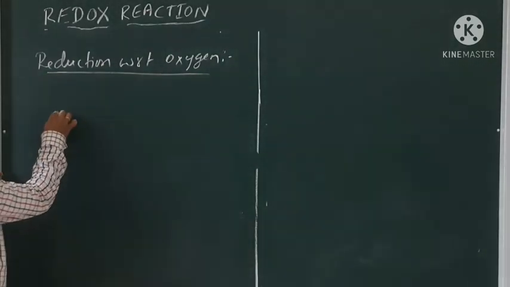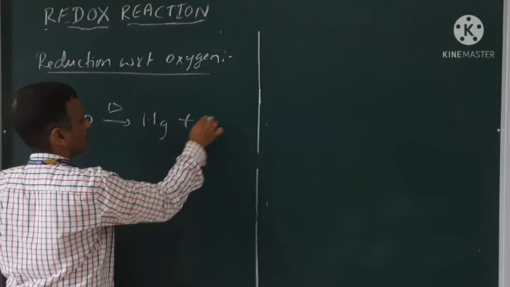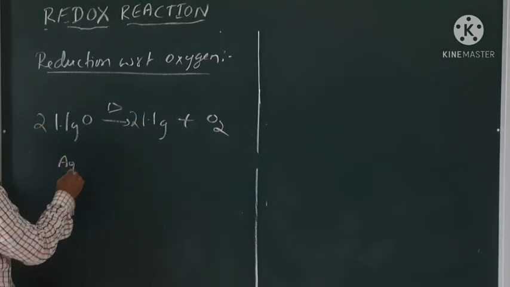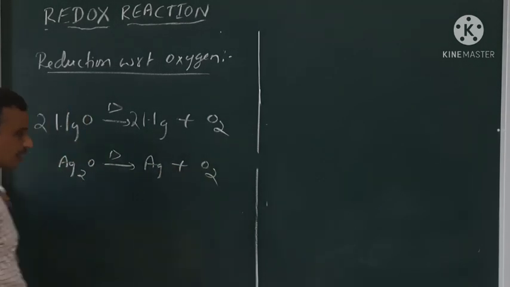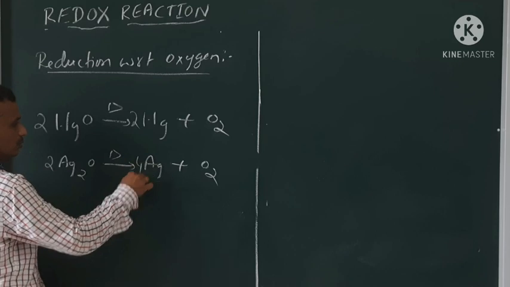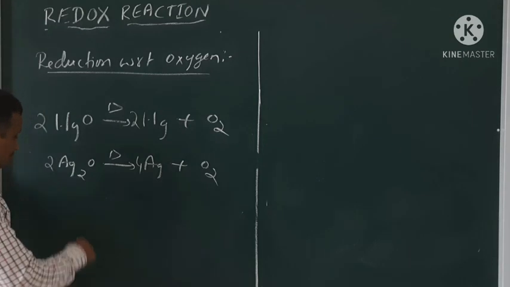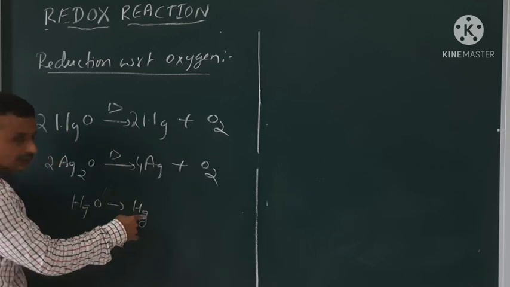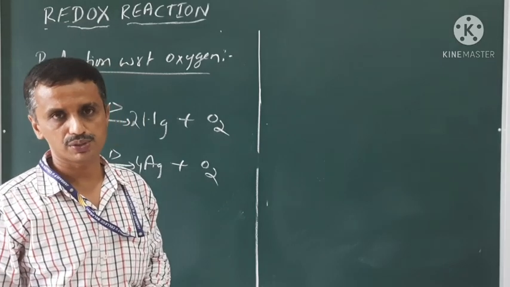See here, HgO on heating gives Hg plus O2. Ag2O on heating gives Ag plus O2. The equation is not balanced, so balance the equations. I think it's balanced now. What's happening here? Just here, HgO and the Hg. There is a removal of oxygen, and the removal of oxygen is a reduction process.